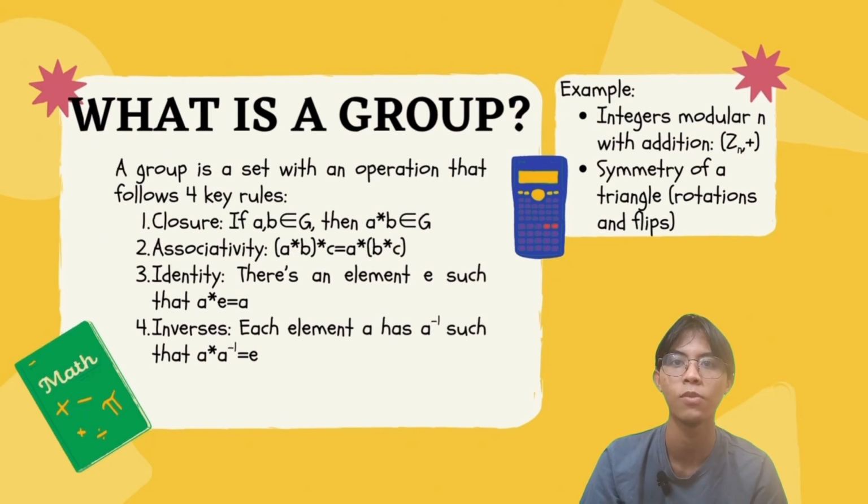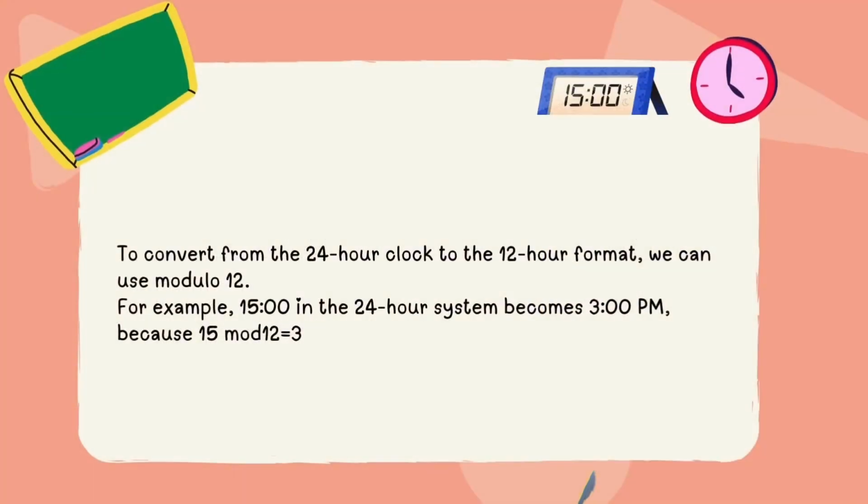And the last one is inverse. Each element A has an inverse such that A star inverse will equal the identity. So the example is integers modulo n with addition. Basically, integers modulo n with addition is a group since it follows the 4 properties.